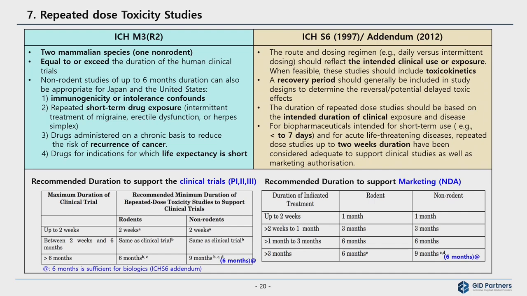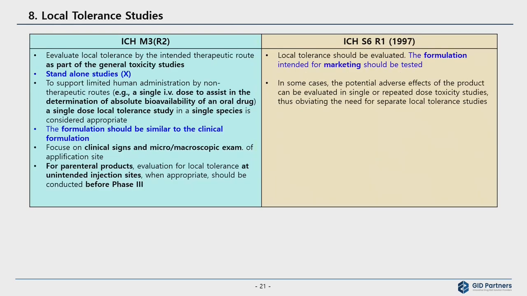So for NDA and clinical trial stages, what kind of non-clinical studies should be conducted? You can see here the duration during the NDA is longer than the clinical trials. So rodent, 6 months, 9 months. Non-rodent, for the biologics, you can see, even for the non-rodent, the maximum period would be 6 months. That is stated in the addendum.